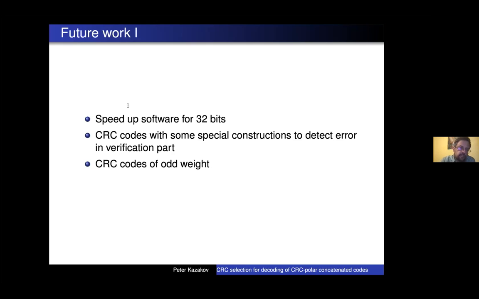Of course, if a CRC code has x plus 1 as a factor, so if the CRC is with even weight, it implies that it has even minimum distance. So basically, these were the things that I wanted to share with you.